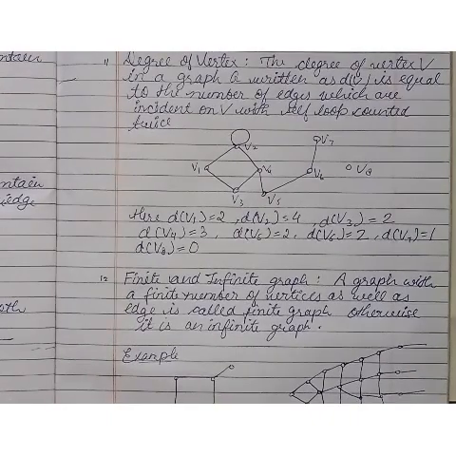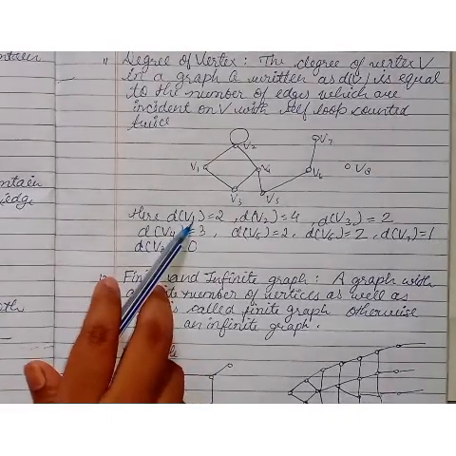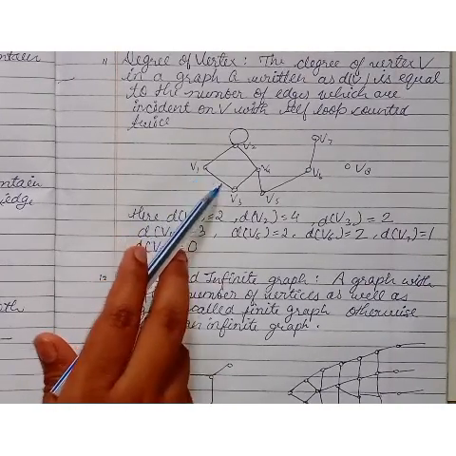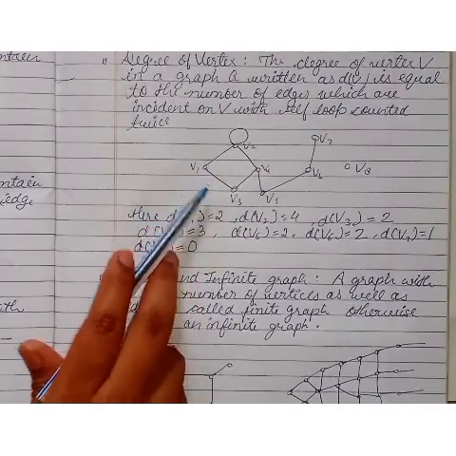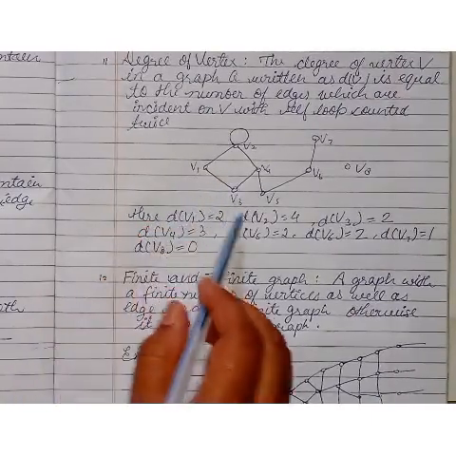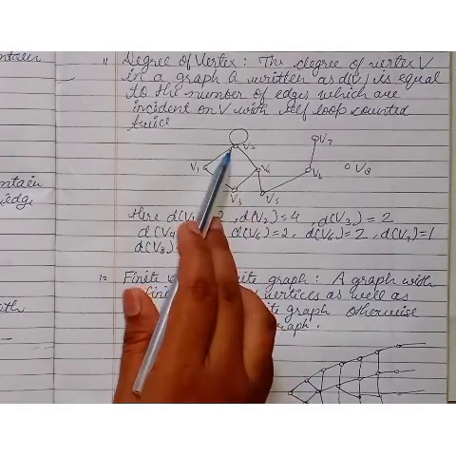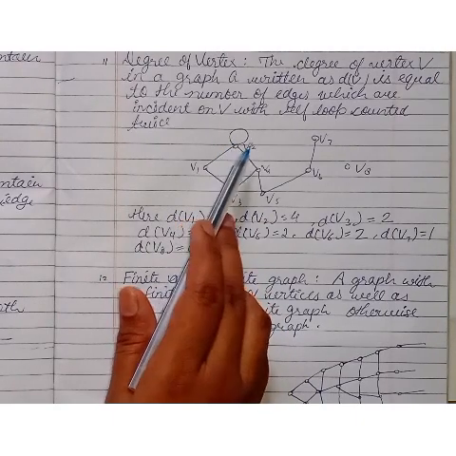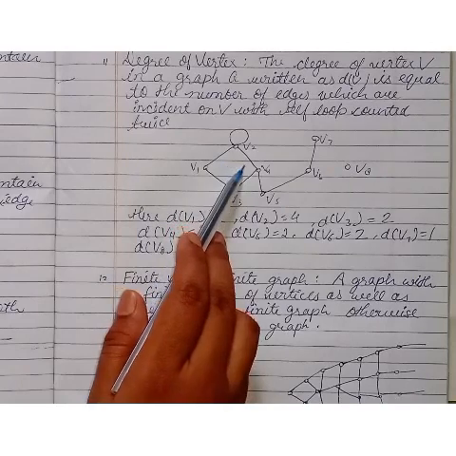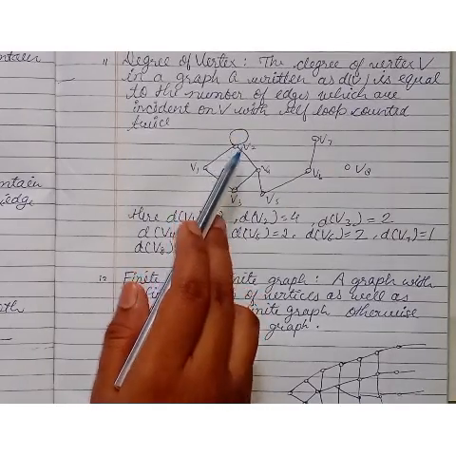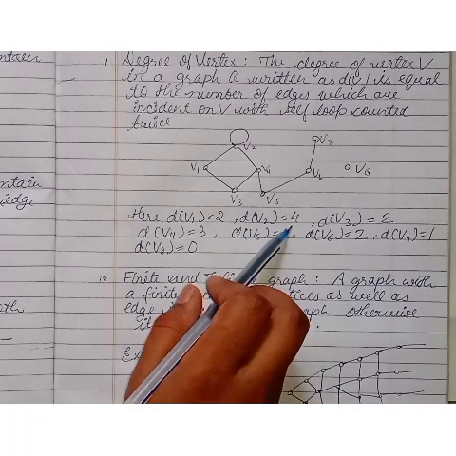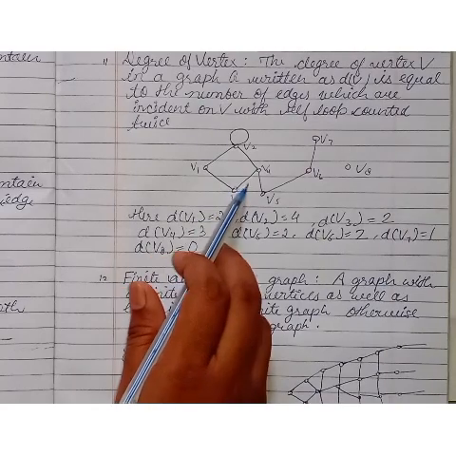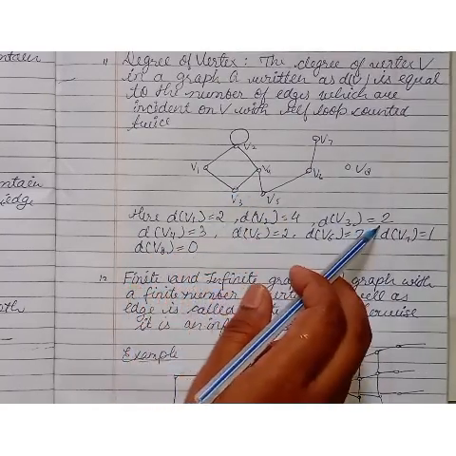In this graph which is given here, the degree of v1, the vertex v1, is connected to two edges, this and this. So the degree of v1 will be 2. And for v2, I have told you that a self-loop will be counted as 2. So at v2 there are two edges and we count the self-loop as 2, so its degree will be 4. And the degree of v3, there are two edges connected to it, so the degree of v3 will be 2.